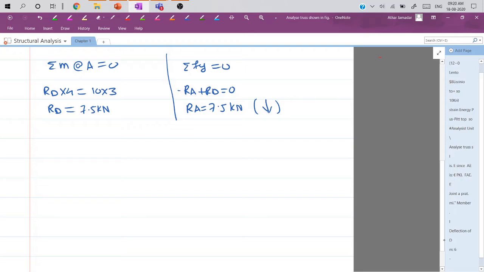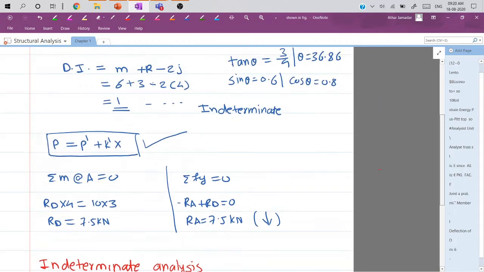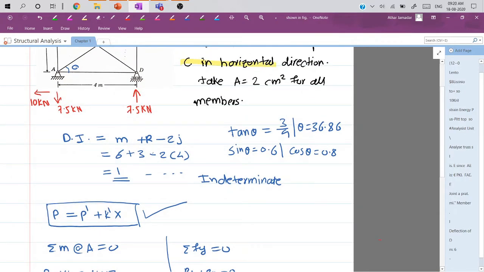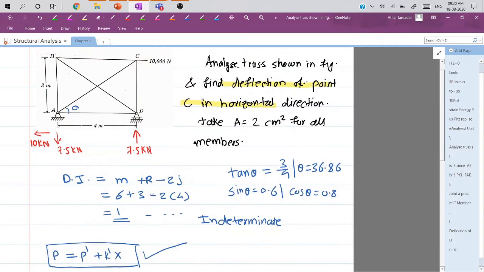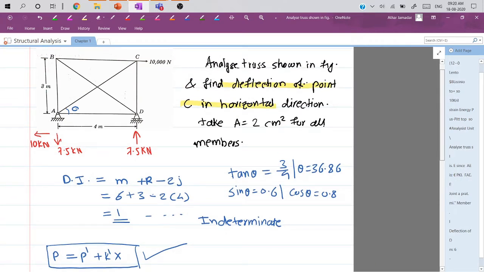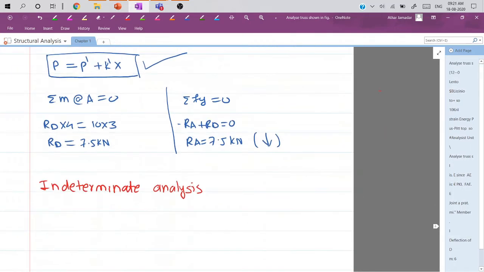Here I will give this analysis the name indeterminate analysis. Depending upon the value of the degree of indeterminacy, we are going to remove that number of members which is equal to the degree of indeterminacy. So right now the degree of indeterminacy is equal to 1, so we have to remove one member from this truss. So let us assume we will remove member BC.